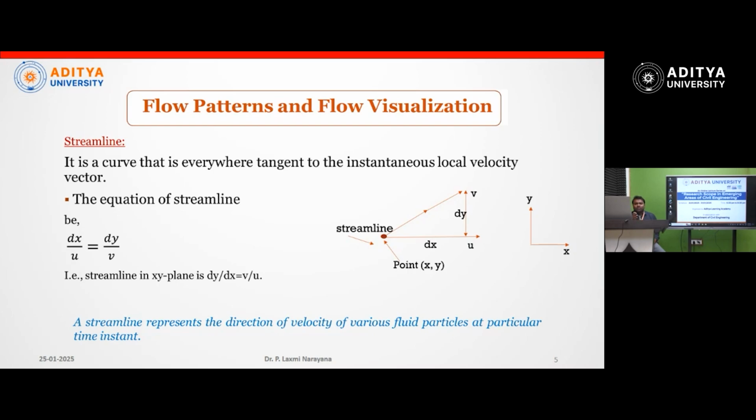The definition you can see on the screen: it is a curve that is everywhere tangent to the instantaneous local velocity vector. It means it will give the instantaneous velocity. In layman's language, if you take a photograph of a flowing fluid, that image itself shows all the streamlines. At that instant, what is the velocity of that particular fluid particle, and what is its direction? That is what the streamline is indicating.